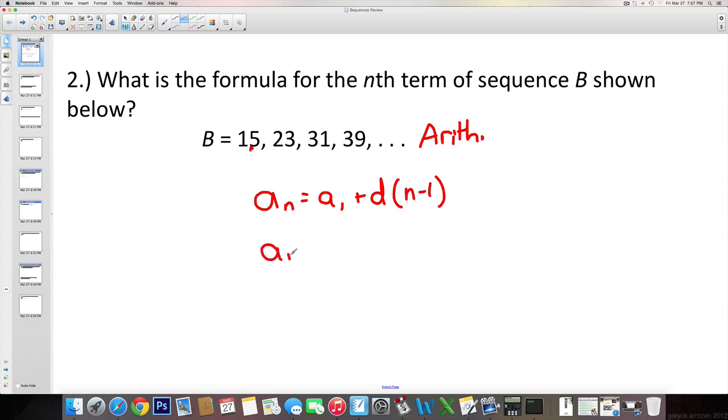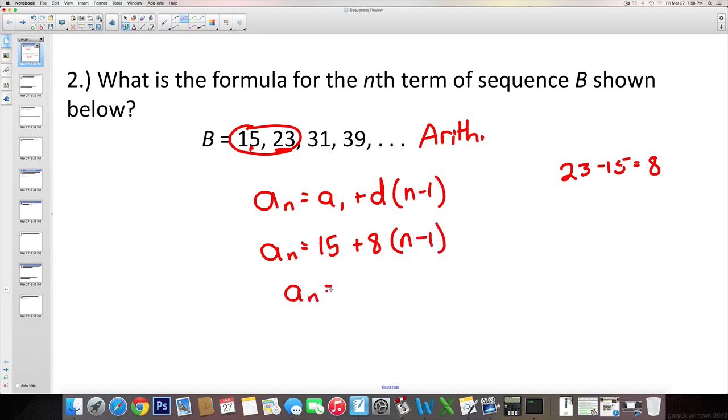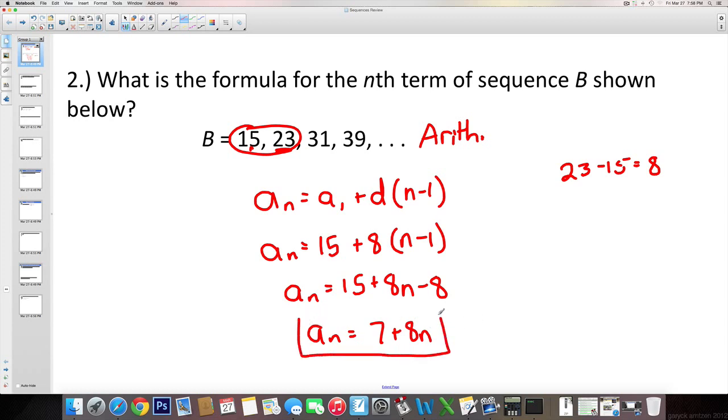So looking at this, our first term is 15, and our common difference. If you don't realize it right away, you could always take a term and subtract from the one previously before it. So 23 minus 15 would be 8. So our common difference is 8 times n minus 1. So if this was a multiple choice question, it would probably be distributed out and then simplified further to be 7 plus 8n, or 8n plus 7. So this would be the general formula, the general explicit form to write any term in the sequence.